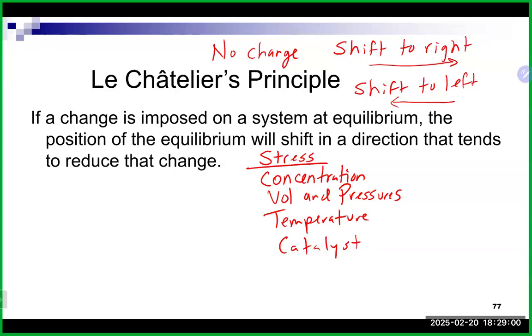And that system, again, like I said, will react in a way to try to reestablish the equilibrium. And again, try to reestablish that rate of the forward direction and the reverse direction, basically equaling each other again. So we're going to talk about each of these and sort of what happens in those situations. So we'll start with concentration.